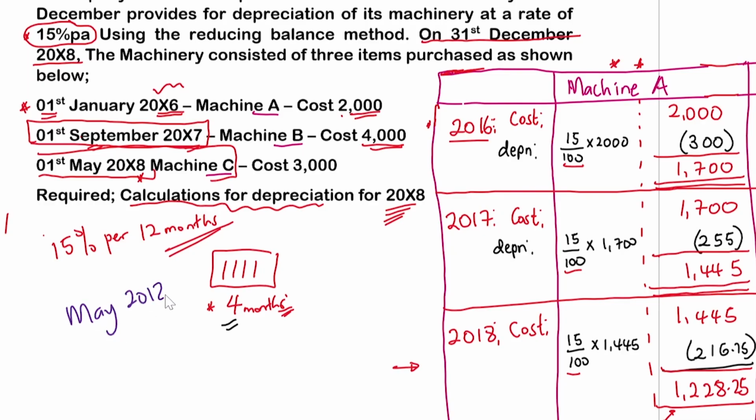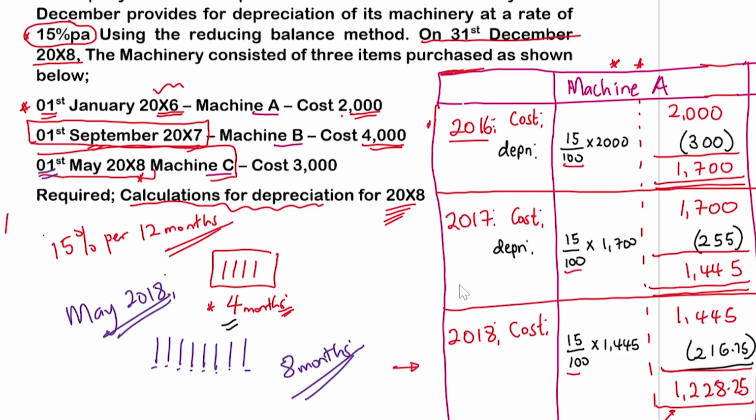So if it was bought in May of 2018, how many months between May of 2018 and December? How long did it exist? Remember, it was bought on 1st May 2018. That is May, June, July, August, September, October, November, December. How many months are those? 1, 2, 3, 4, 5, 6, 7, 8 months. So this machine C existed for 8 months.